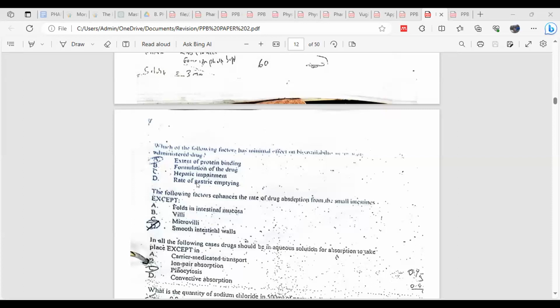Okay, maybe let's start from extent of protein binding. That has a direct effect. Don't use ChatGPT. That has a direct effect. Extent of protein binding, we can't even choose that as the answer. Okay. Formulation of the drug, if it's extended release, slow release, etc. That would not affect bioavailability very much.